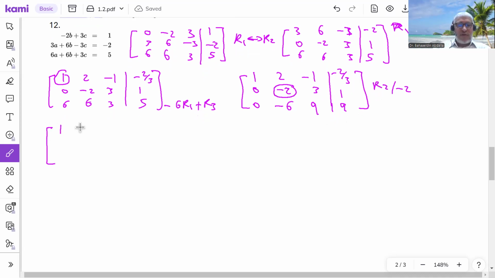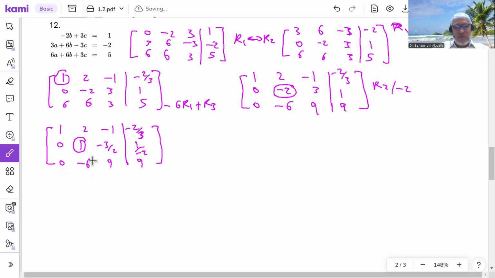I'll have first row as it is. And the second row, I'll have 1 here, and then -3 over 2, and then 1 over -2, and the last row as it is. Now, using Gauss and Jordan, you have a leading one in column 2, which is this one. You have to use it to make these two numbers zeros.